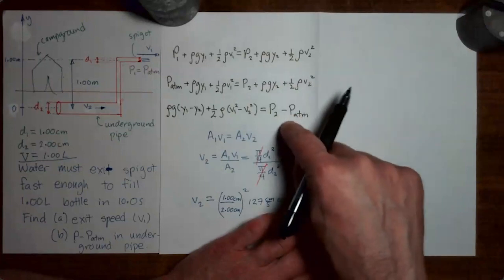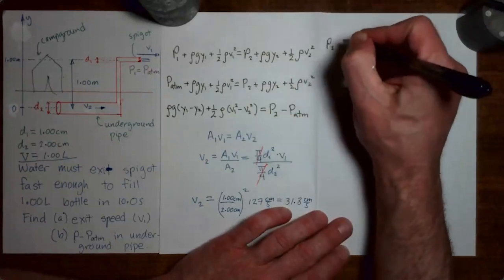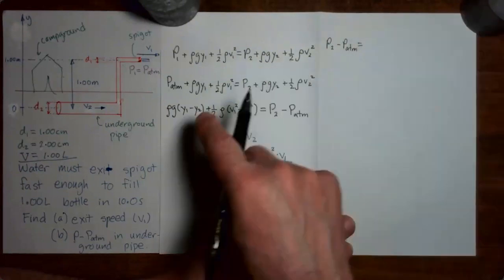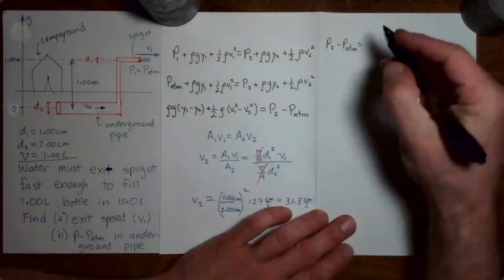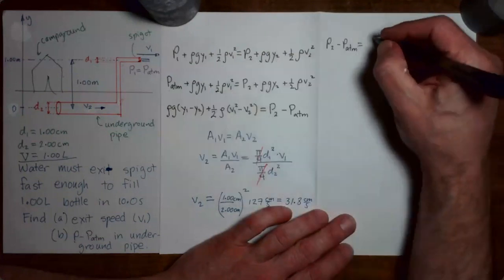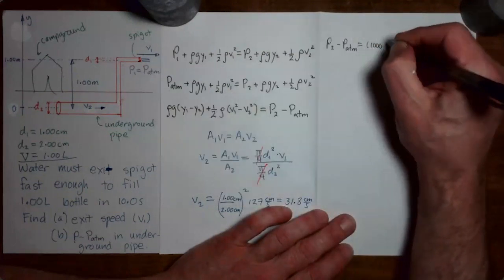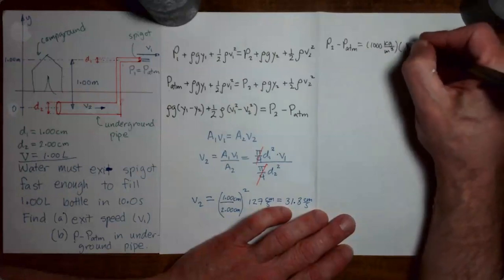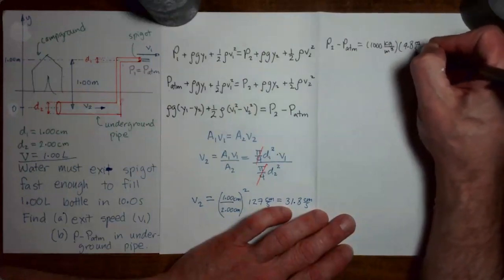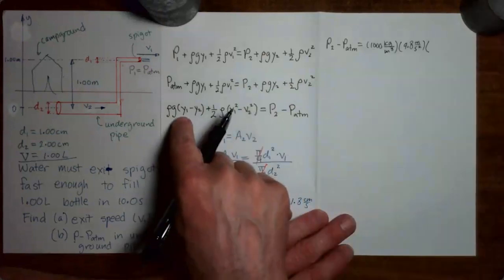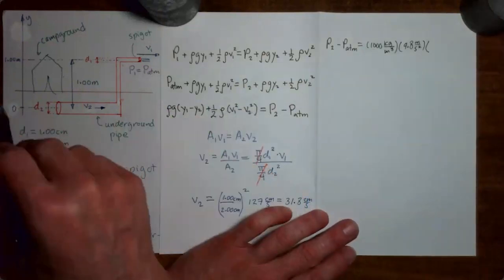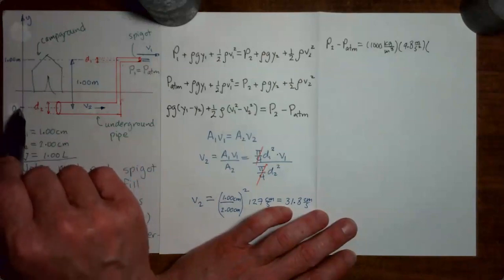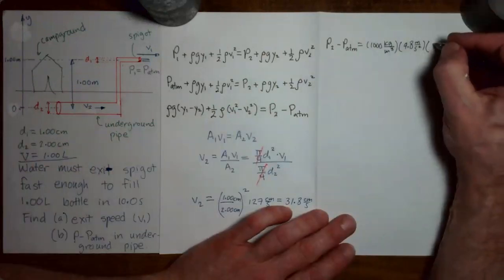I'm going to start by just reversing sides. So I have pressure 2 minus pressure atmosphere equals. Okay, let's evaluate this first term. We have the density of water, which is 1,000 kilograms per cubic meter. Little g, 9.8 meters per second squared. And then y1 minus y2. So coming over here to the figure, y1 would be 1 meter, y2 would be 0, so the difference is 1 meter.